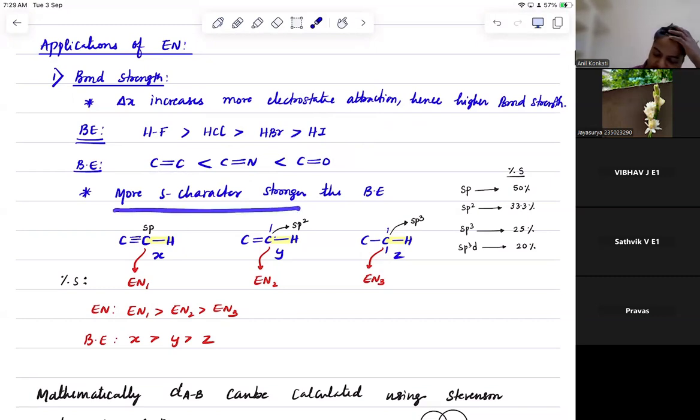More electronegativity difference, more is the attraction. The more the percentage s character, the stronger the bond energy. You can see here this carbon is sp, this carbon is sp2, this carbon is sp3. So this carbon-hydrogen bond will be stronger compared to this carbon-hydrogen bond and this carbon-hydrogen bond.